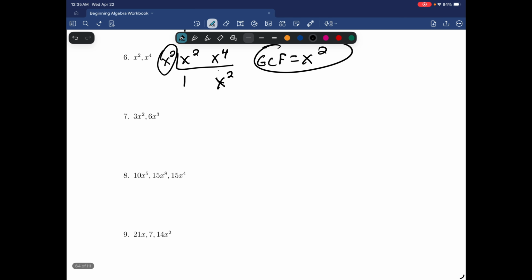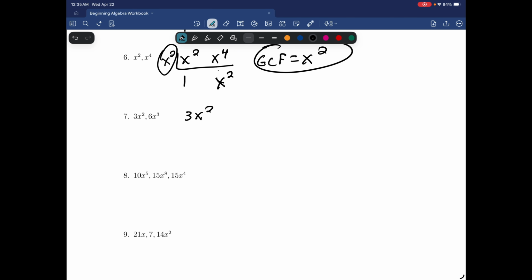Now looking at example number 7, we have 3x squared and 6x cubed. I encourage you to pause the video and try this one on your own. We haven't done an example yet with both numbers and variables, but the process is still the same. You'll just have to think, what number can I divide out of 3 and 6, and what variable can we divide both of these variables by? So it's going to involve both of what we've done so far. And assuming you have given it a go, let's go through it.